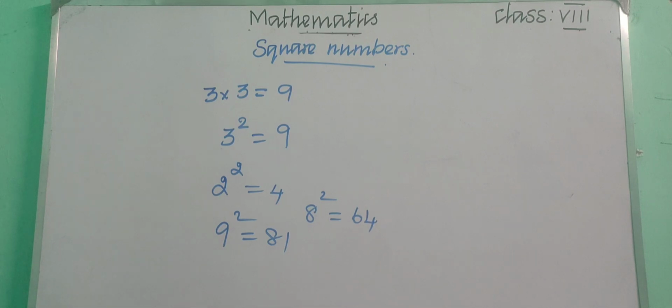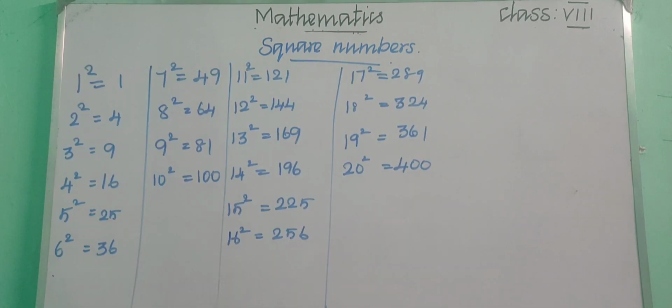Okay children, find squares up to 50 square. That's your today's homework. You should find up to 50 square. That is your today's homework.